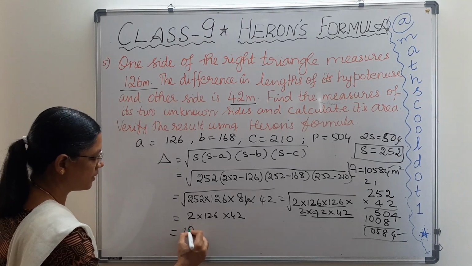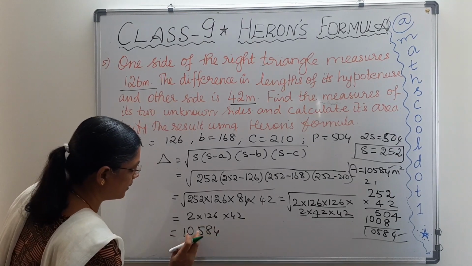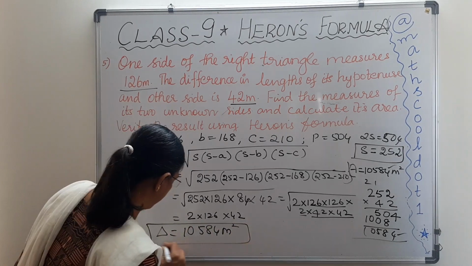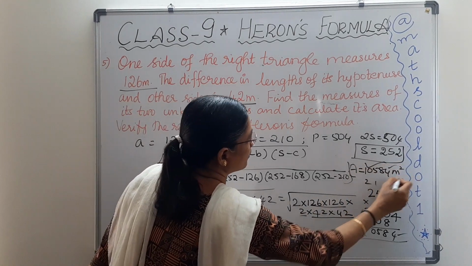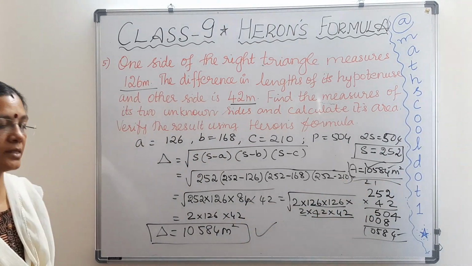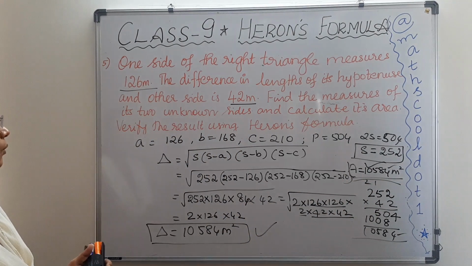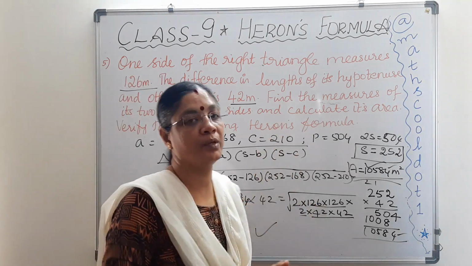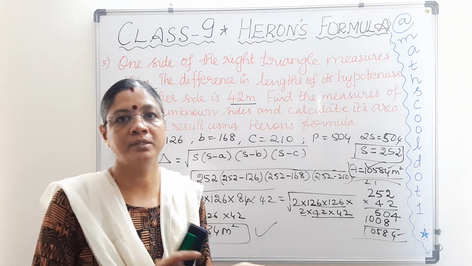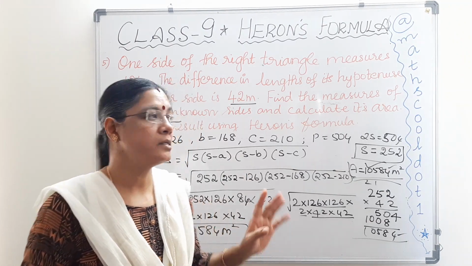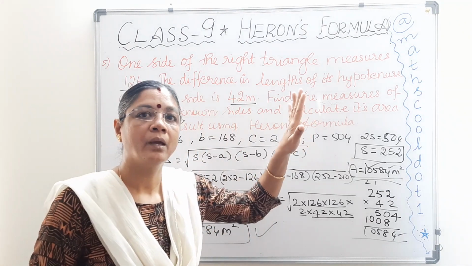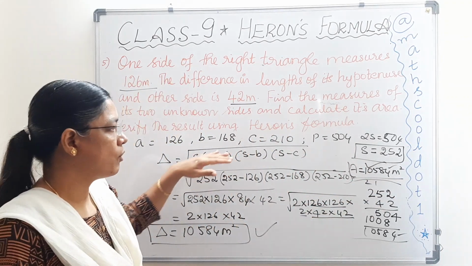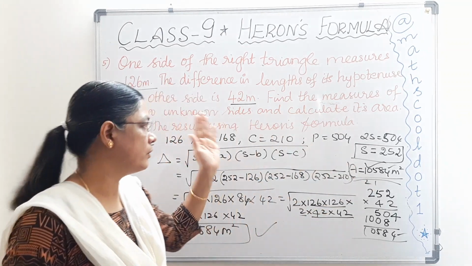See, both the answers are the same, isn't it? 10,584 meters squared is the area, and we have verified it using Heron's formula. So that is how we find the area of a right triangle, even when the sides are not given, only one side has been given, and the condition they have given is that the difference in the length of the sides is 42 meters. With that, and with the Pythagoras theorem for the right triangle, we have found the unknown sides.